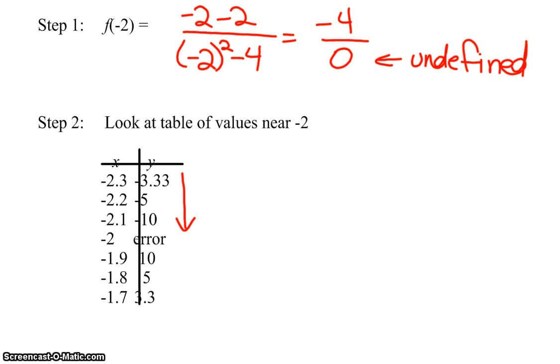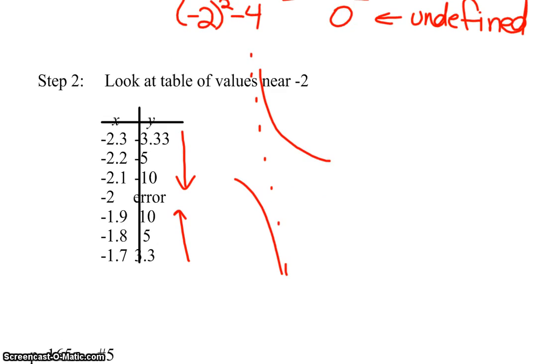As we approach negative 2 from the right side, negative 1.7, negative 1.8, negative 1.9, you can see that the values are increasing: 3.3, 5, and 10. This means that on the left side of negative 2, my numbers are going down, and on the right side of negative 2, my numbers are going up. Therefore, I can tell by looking at those values that I have an asymptote at x equals negative 2.